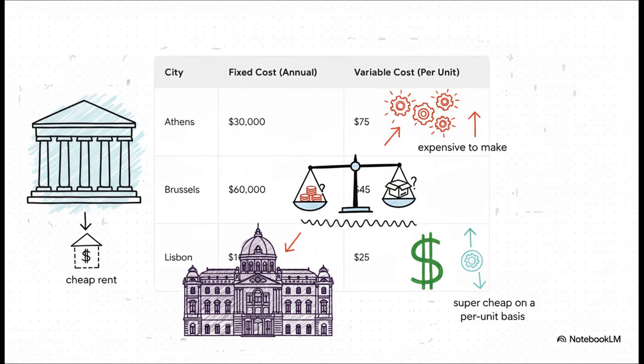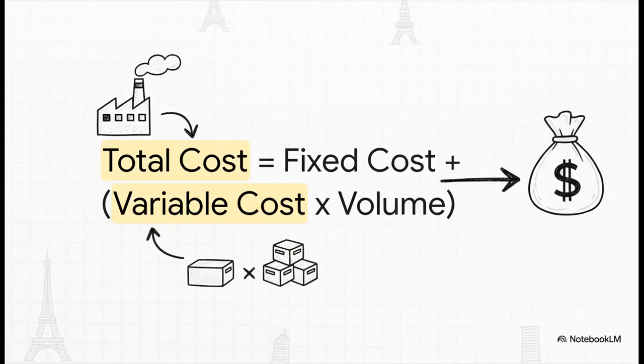Okay, so this is where it gets really interesting, because this table lays out the totally unique financial landscape for our 3 choices. Look at Athens. Incredibly low fixed costs, cheap rent, but each unit is actually pretty expensive to make. Now, Lisbon is the complete opposite. Very high fixed costs, but it's super cheap to produce each item. And Brussels, well, it's sitting right there in the middle. And this simple but really powerful formula, this is the key to everything. It lets us figure out the total cost for any production volume in any of our cities. This is what allows for a true apples-to-apples comparison.